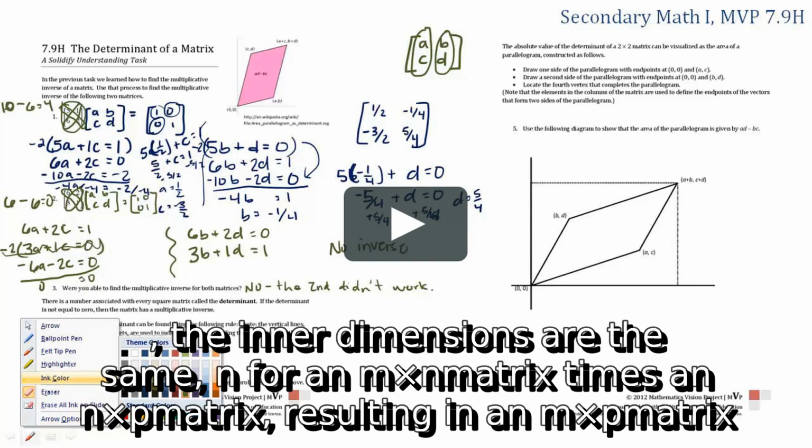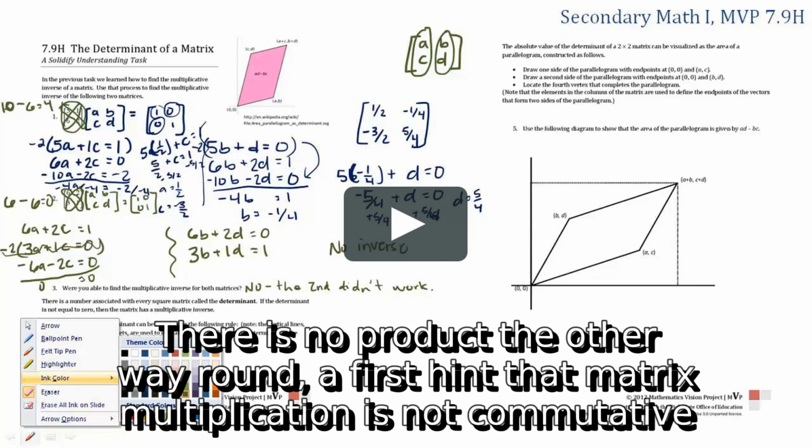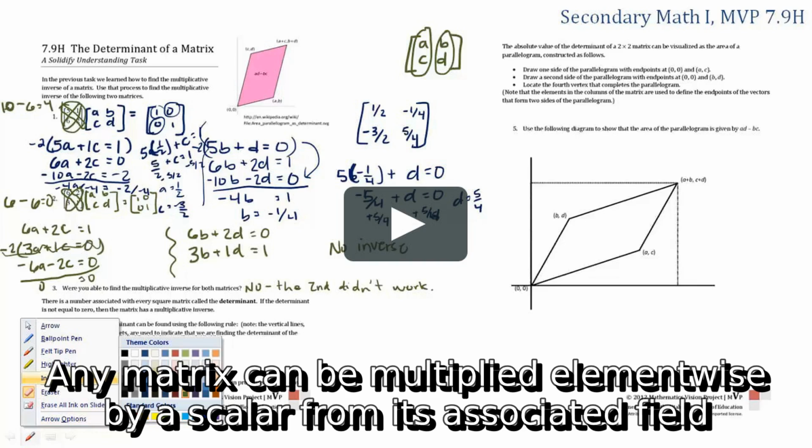N for an M times N matrix A times an N times P matrix, resulting in an M times P matrix. There is no product the other way round, a first hint that matrix multiplication is not commutative. Any matrix can be multiplied elementwise by a scalar from its associated field.